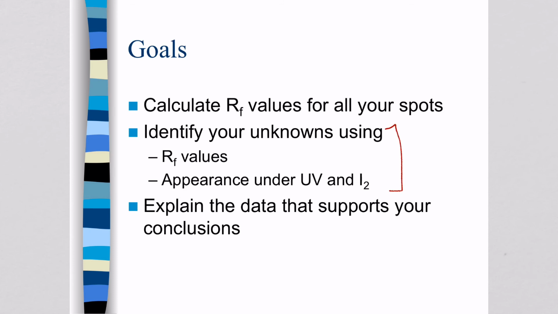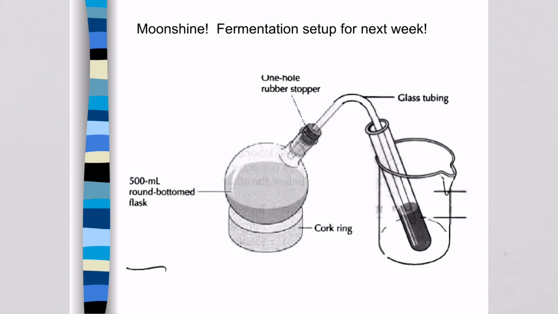When you write the report, one of the things that you're going to do is, as I said, identify what unknown over-the-counter analgesics you have, and you'll need to explain the data that supports the conclusion that you're drawing. Do I have Anacin? Do I have BC powder? How do you know what you know? That's really important.